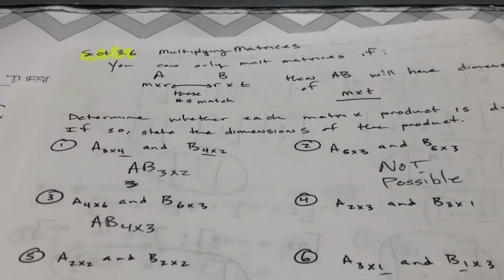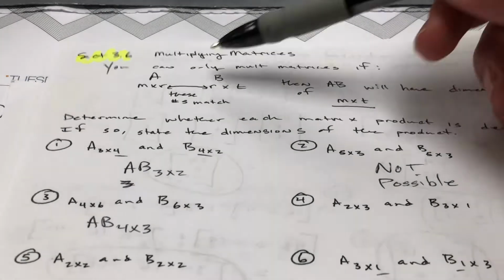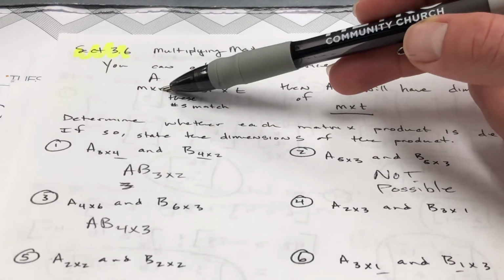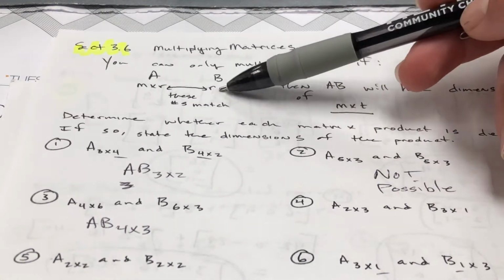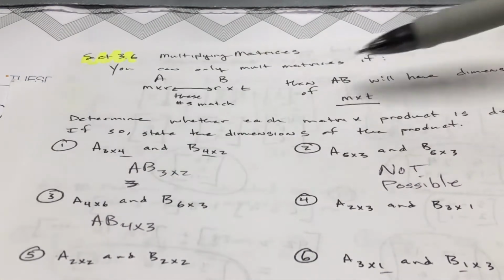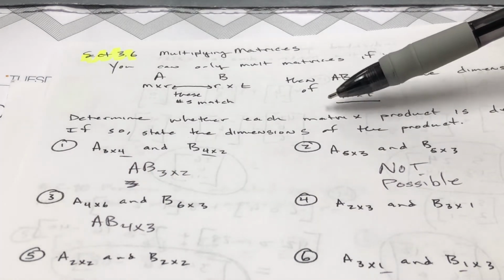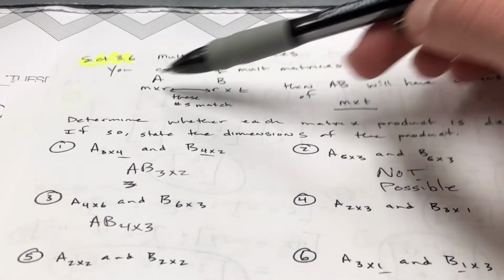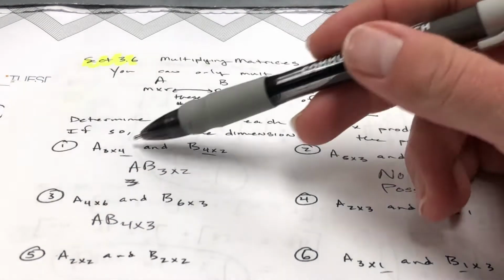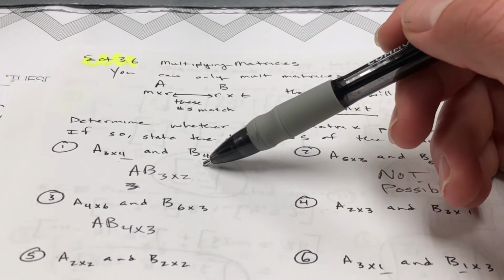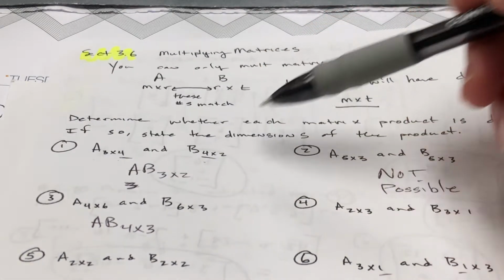All right, so page 3 here, multiplying matrices. We could multiply if those 2 inner numbers match, the number of columns in A is equal to the number of rows in B. If those match, then yes, we can multiply them together, and they will have dimensions M by T. So number 1, 4 matches with 4, so yes, AB has a product and is 2 by 3.